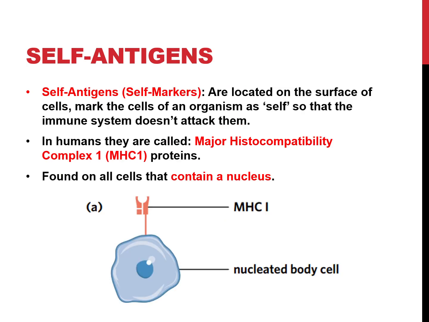So the self antigens, we call them MHC1. It stands for Major Histocompatibility Complex 1. It's found in all of your cells that have a nucleus, so not your red blood cells, unfortunately. But they don't get destroyed for other reasons. These self markers are located on the surface of your cells, and they mark the cells of an organism as self so that your immune system doesn't destroy it.